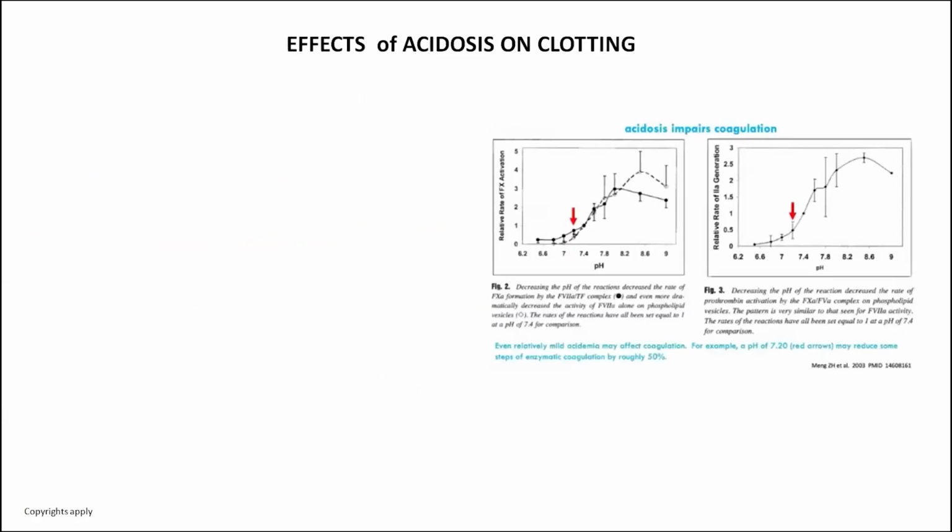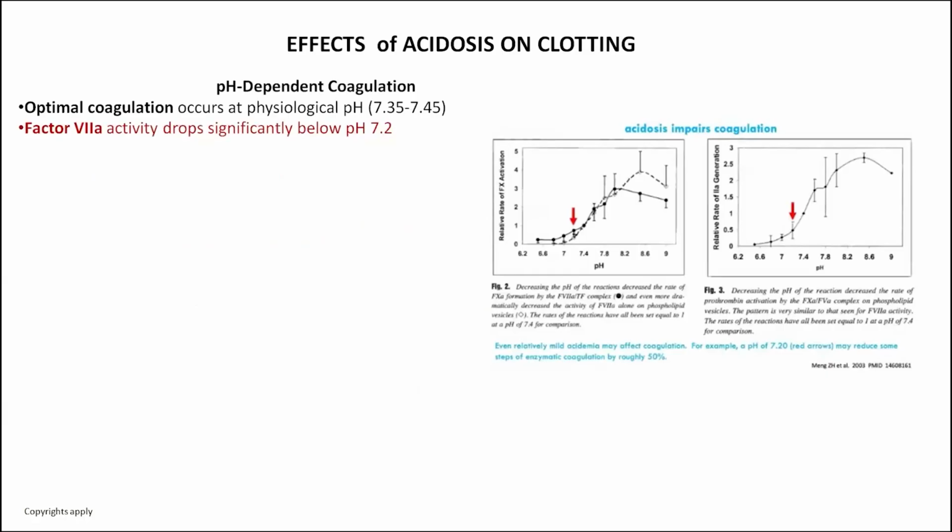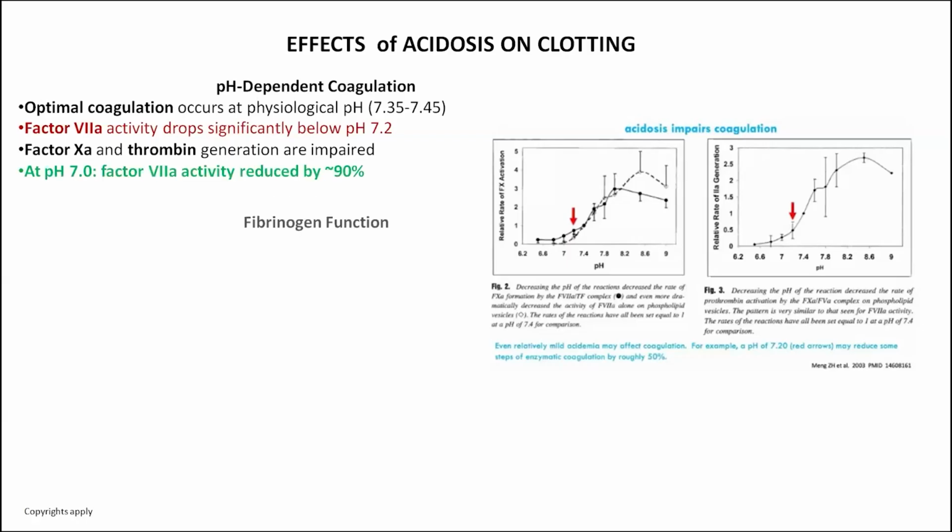Coming to the effect of acidosis, so this is the other part of the triad, right? What they say is, once the acidosis worsens, the best coagulation can be achieved in a normal pH between 7.35 to 7.45. If it goes below 7.2, your factor, especially again your factor 7a, activity drops, and the generation of factor 10a and thrombin is also hampered.